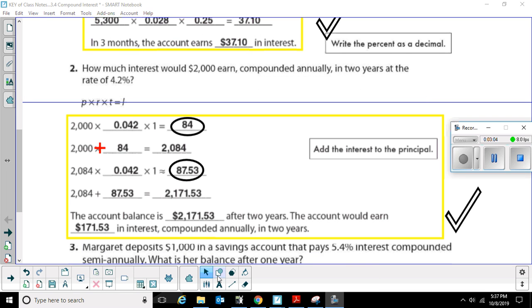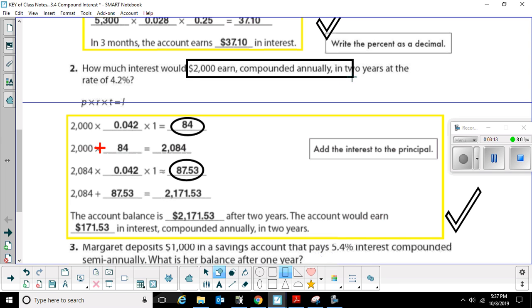The next problem is one in which we have $2,000 that we're earning compounded annually. That means compounded once a year. In 2 years, what interest would we have if our interest rate is 4.2%? Stay with me on this. Here's my 4.2% converted as a decimal. I'm multiplying that by my principal, and it's annually compounded, so that's 1. So we should get 84, easy peasy. I take my 84, I add that back to my principal, and that gives me 2,084.